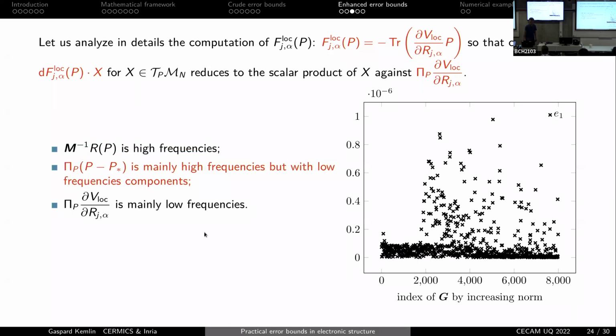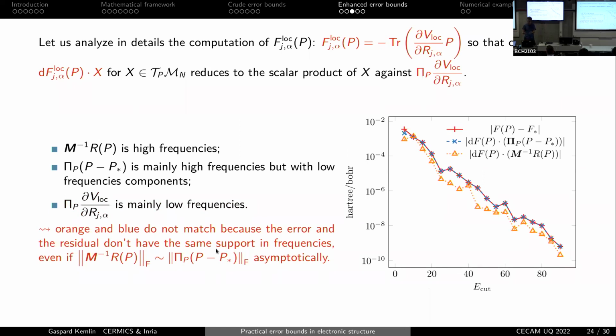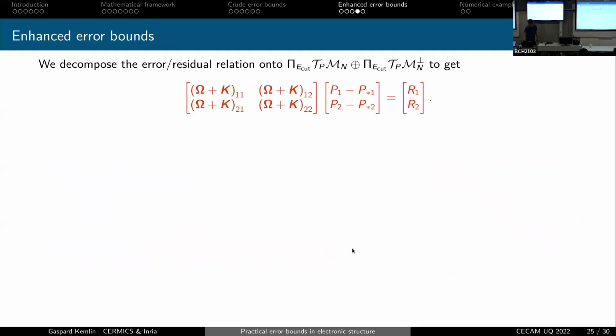And if we look at the way we evaluate the error on the forces, we take a scalar product against this quantity here that has mainly non-zero low Fourier modes. So in fact, the main difference between the error and the residual lies in the low frequency Fourier modes. And then we take a scalar product with something that has non-zero low Fourier modes. So this small difference is in fact amplified by this scalar product. And so the reason why orange and blue do not match is because of this difference of Fourier modes. And so now if we are able to improve the residual only on the small Fourier modes, then hopefully we can make this orange curve fit more with the red one. And this is what we do here.